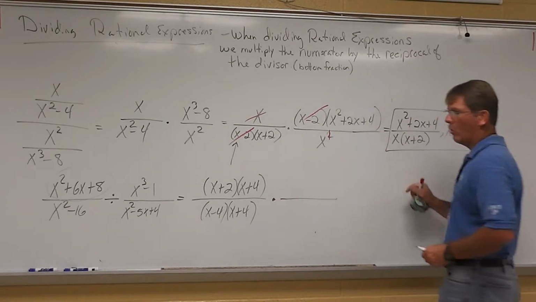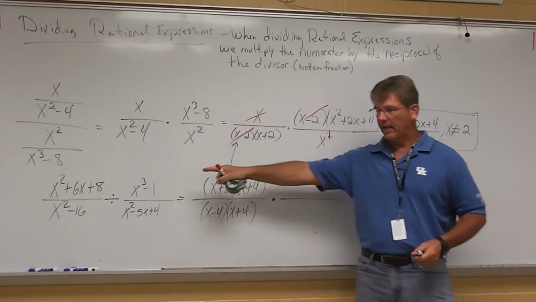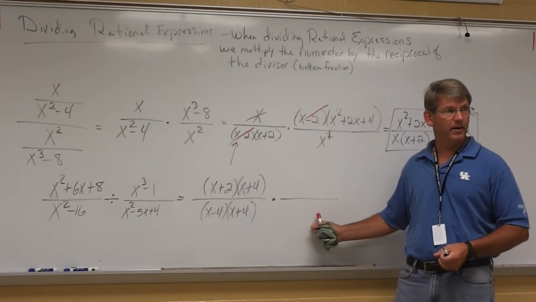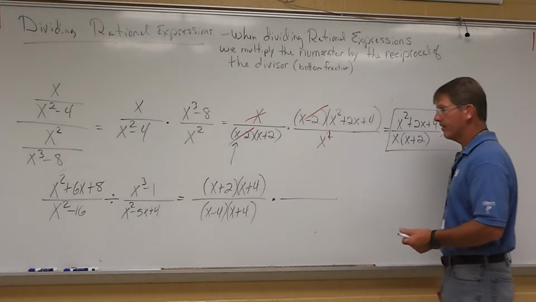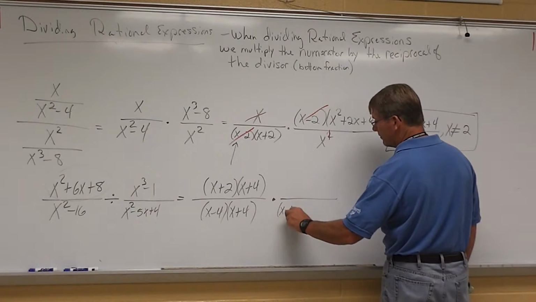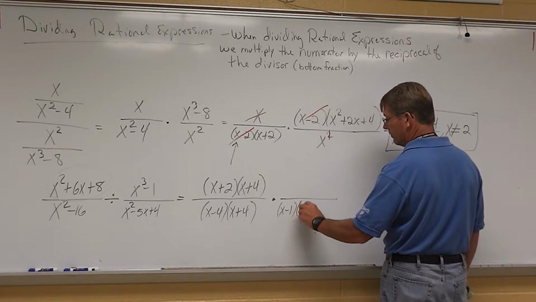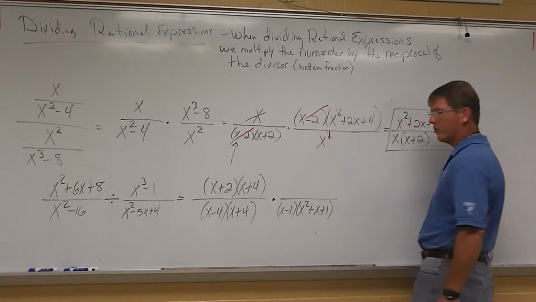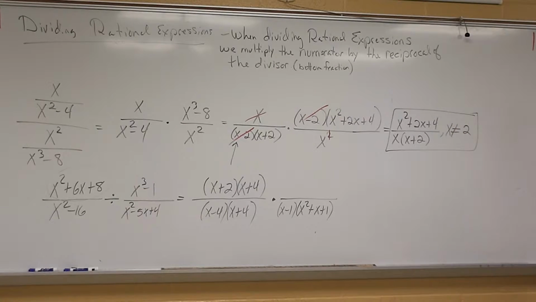So that numerator, the x cubed minus 1, will factor, but it's going to go down the bottom, right? Michael, how's that going to factor? The x cubed minus 1. X minus 1 times x squared plus x plus 1. And what kind of factoring did you just do? Difference of cubes. Good. All right.